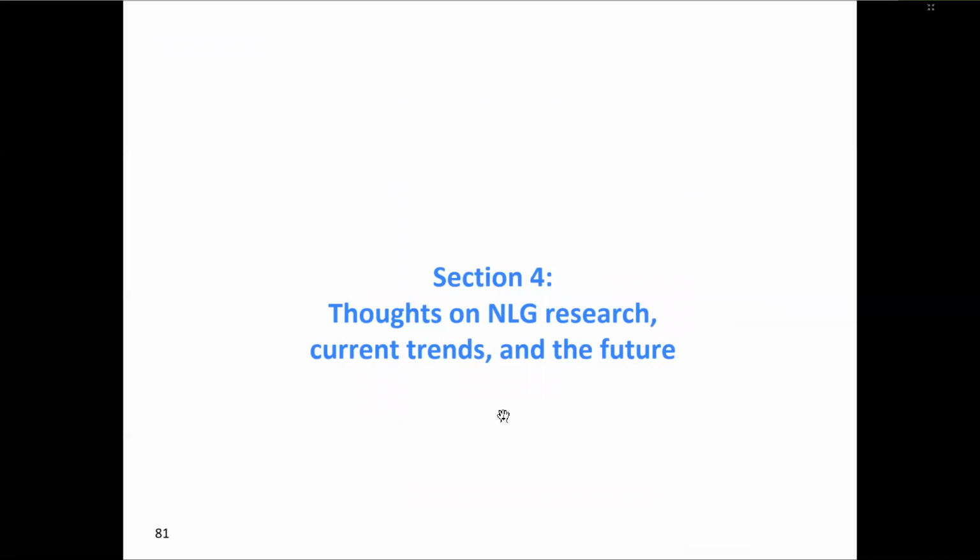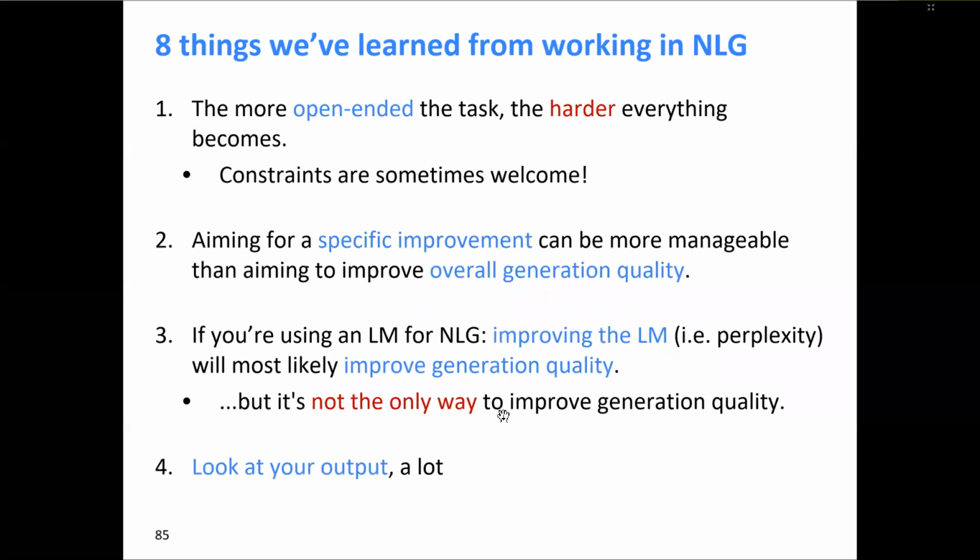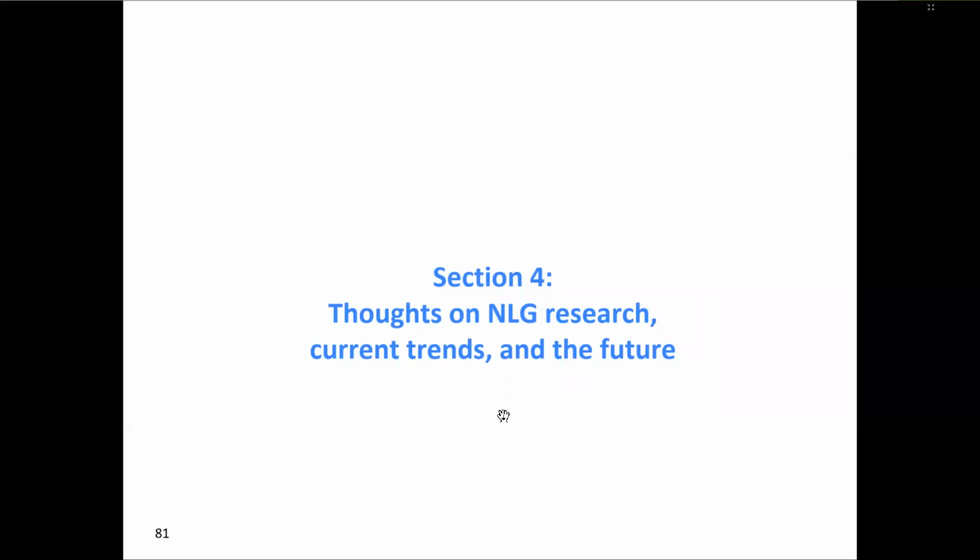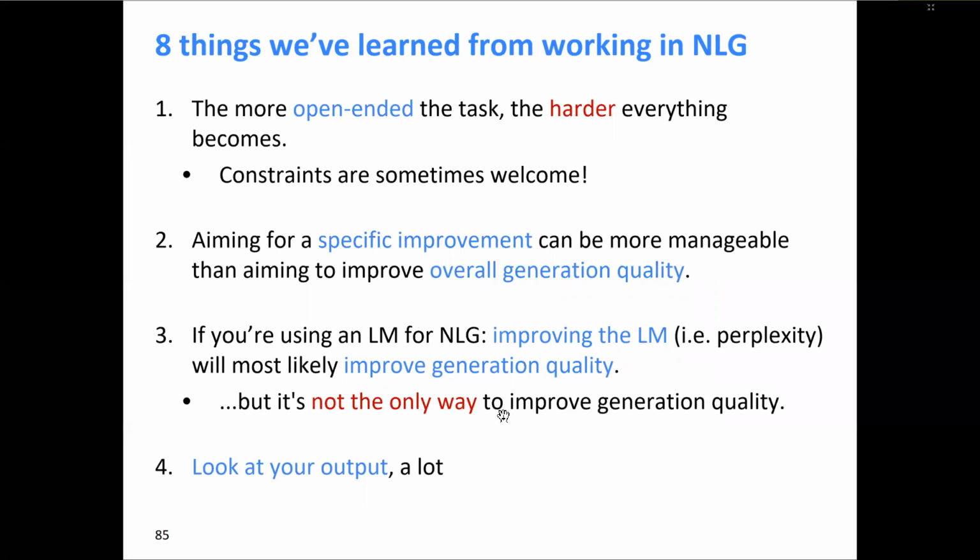So section 4 of the lecture is more thoughts on the research, current trends, and the future. I have removed a bunch of slides, so feel free to check the original slides, but I have listed here the 8 things we have learned from working in the NLG field. The first lesson we learned is the more open-ended the task, the harder everything becomes. It is good to have constraints rather than going free without any constraints. It is much harder to solve the task without constraints.